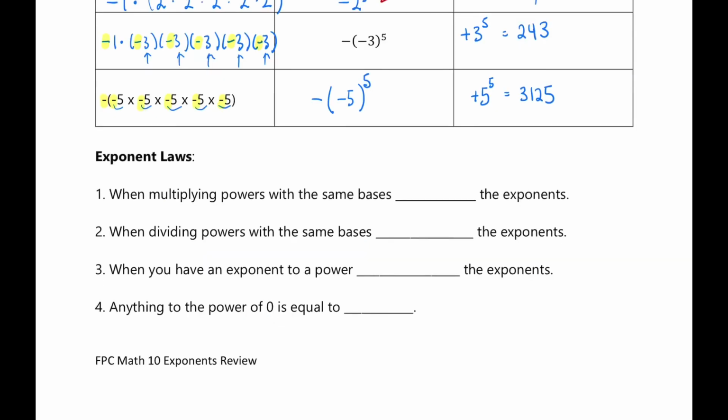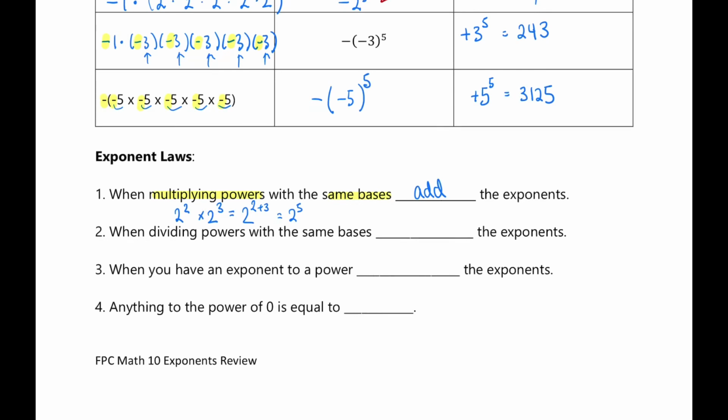Let's go over exponent laws. Number 1, when multiplying powers with the same bases, we add the exponents. For example, 2 to the power of 2 times 2 to the power of 3 equals, keep the base, and you're adding the exponents. So 2 plus 3, which is 2 to the power of 5. And you can double check this by punching into the calculator.